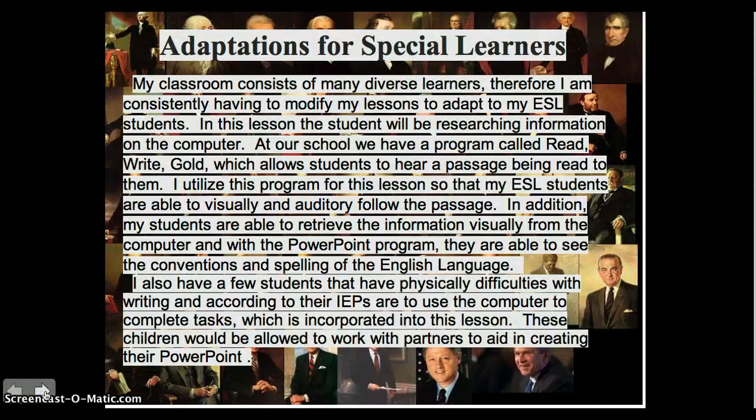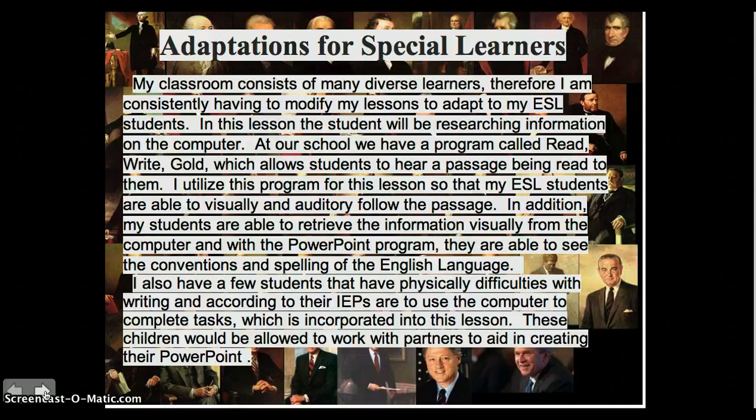Adaptations for special learners: my classroom consists of many diverse learners, therefore I am consistently having to modify my lessons to adapt for my ESL students. In this lesson, the students will be researching information on the computer. At our school, we have a program called Read, Write, Gold, which allows students to hear a passage being read to them. I utilize this program for this lesson so that my ESL students are able to visually and auditorily follow the passage.